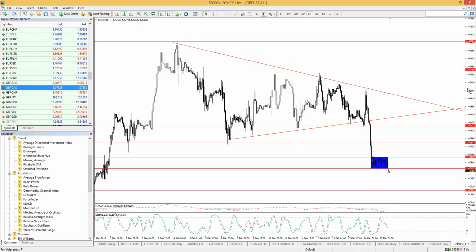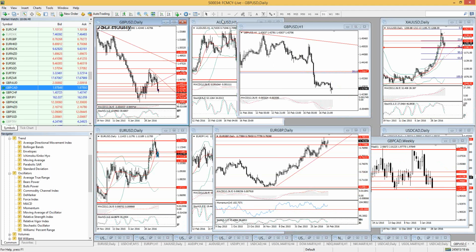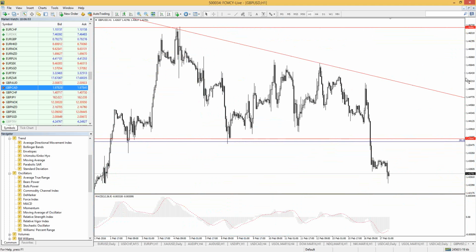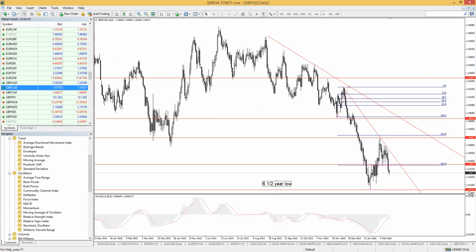Just a moment, sorry for that. Then we have the daily bottom. Yeah, this is the daily at 140.76. So we favor the downside in the GBPUSD.